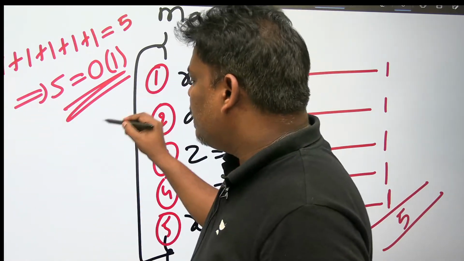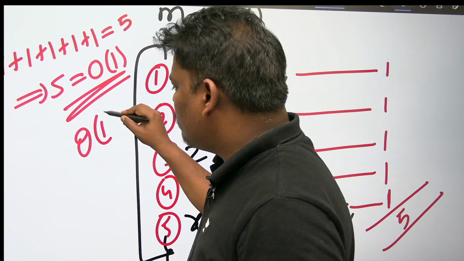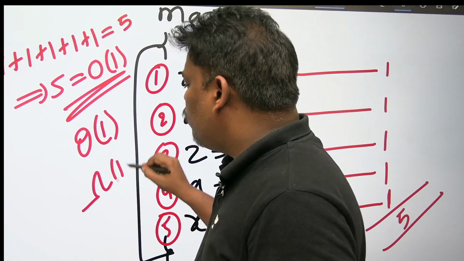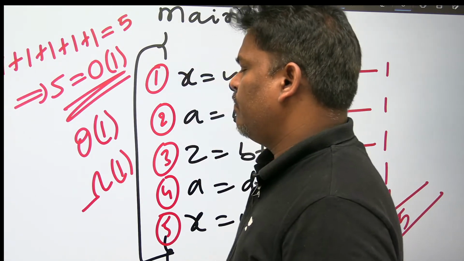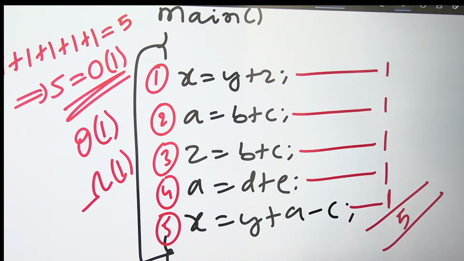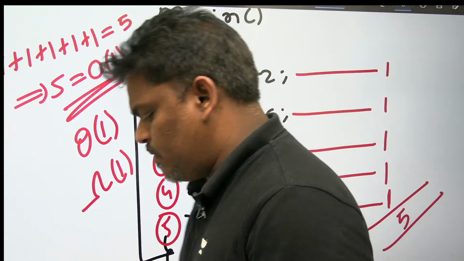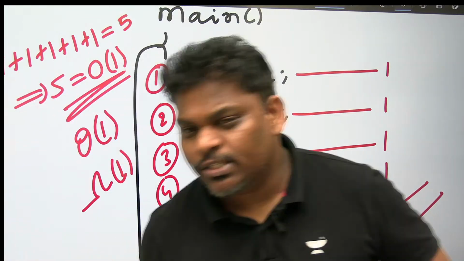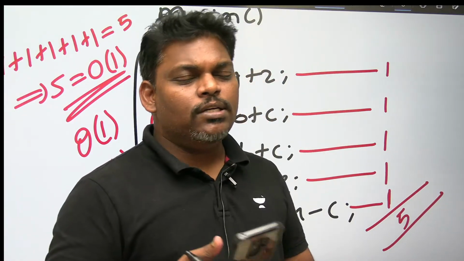If you want, you can write theta of 1 also, or omega of 1 also. All have similar meaning. The reason why no variable came in the time complexity, only a constant, is that there is no loop.